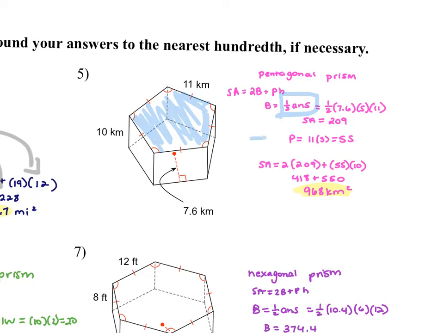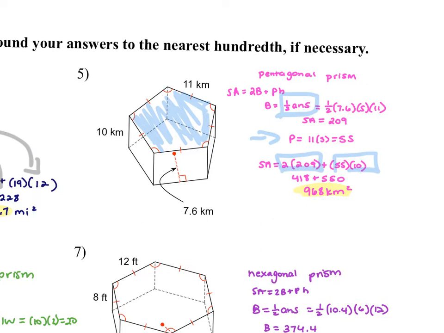Then we could find the perimeter, because we knew the side length was 11 and a pentagon has 5. So perimeter is 11 times 5. And now to get the surface area, we would find the area of the 2 bases. So 2 times 209. And then perimeter times height. And then the surface area would be 968 kilometers squared. Remember, area, surface area, lateral area, total area, the units are always squared.